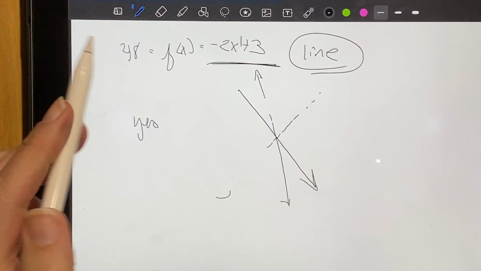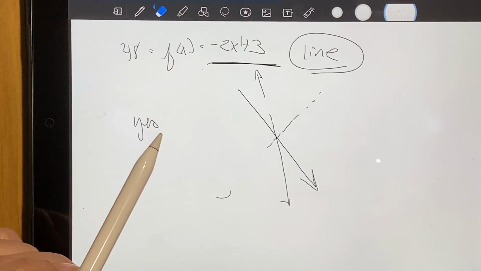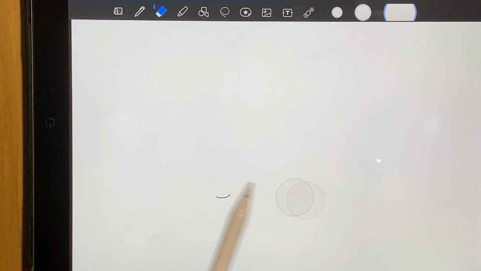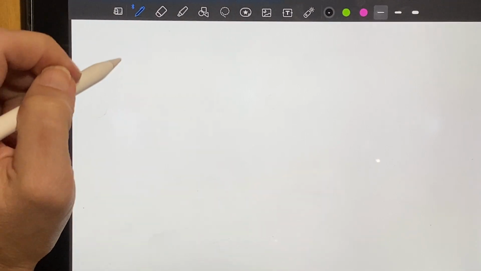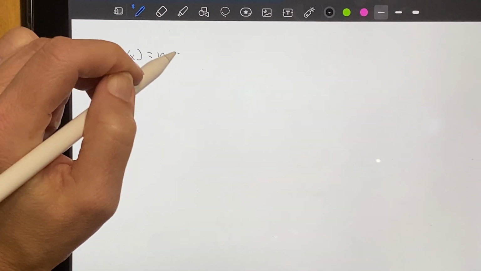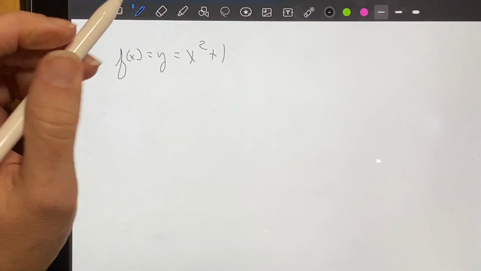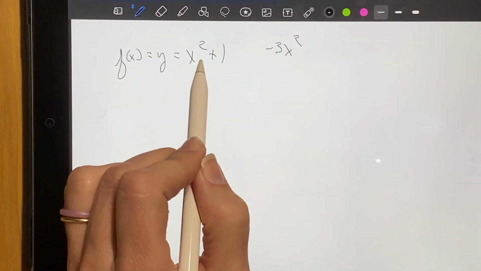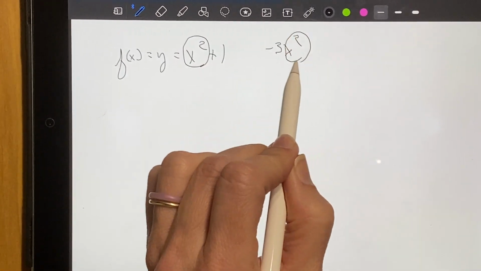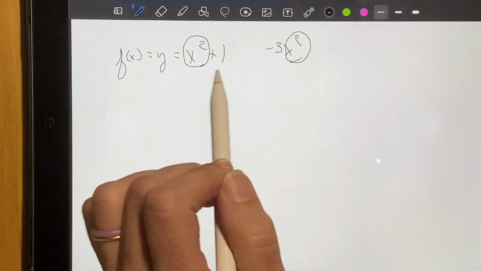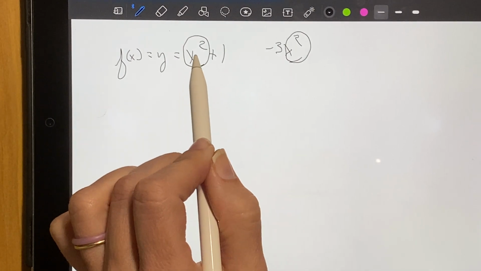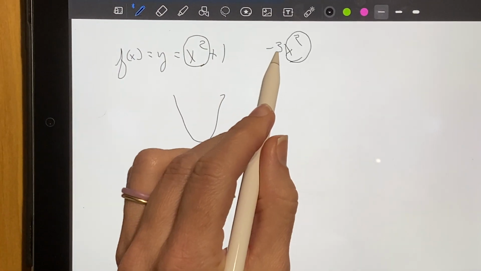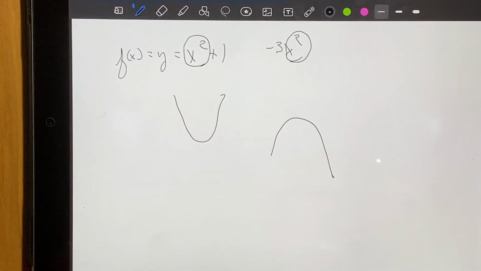Okay. So then let's look at maybe 51. 50 and 51 give us an equation where our f of x or our y is equal to x squared plus 1, or as in 51, negative 3x squared. So these are quadratic functions. So we already know that they're a parabola. This is a parabola that faces up. This is a parabola that faces down.